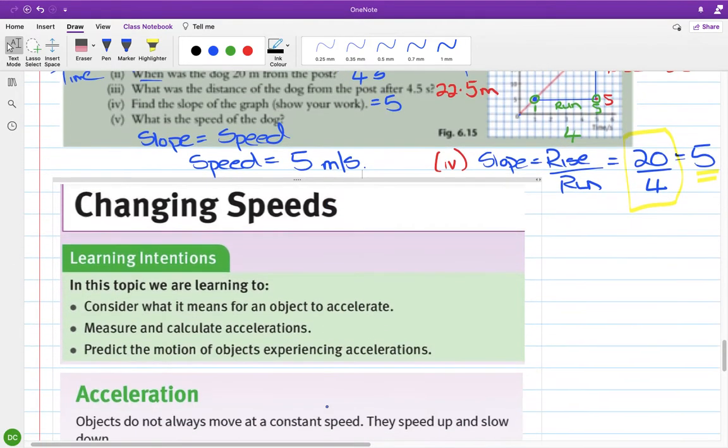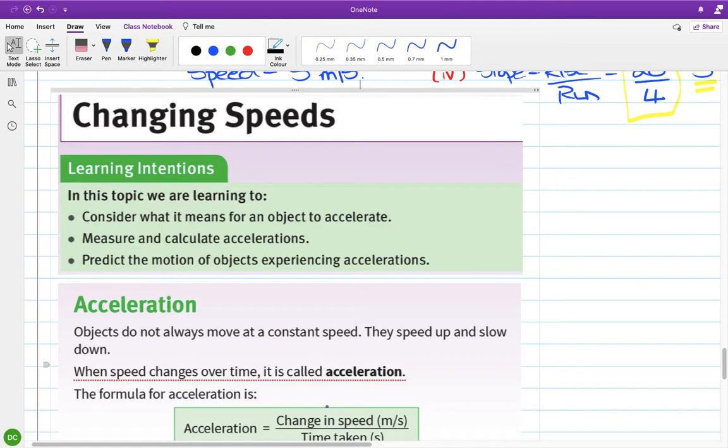Okay, so the next part is changing speeds. So far we've talked about speed, distance, time. We spoke about the vectors, which were velocity, displacement, time, and I told you the difference between the two. And we discussed distance time graphs.